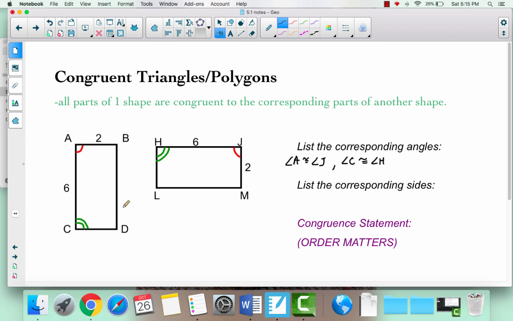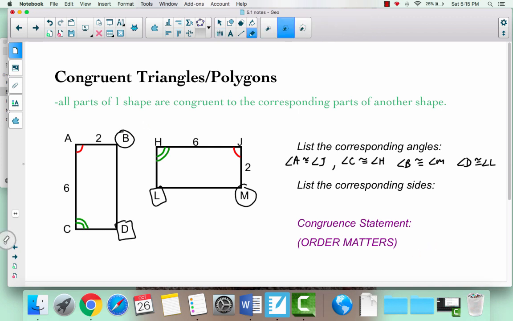The other two don't have markings, but based on the direction that these are going, if you think about them facing the same way, A and C are along the same side, so that means B and D and M and L would have to go together. So angle B would have to be going with angle M since it's next to angle J and A. So we'd say angle B is congruent to angle M. And then lastly, angle D and L would have to be corresponding. So I'd say angle D is congruent to angle L.